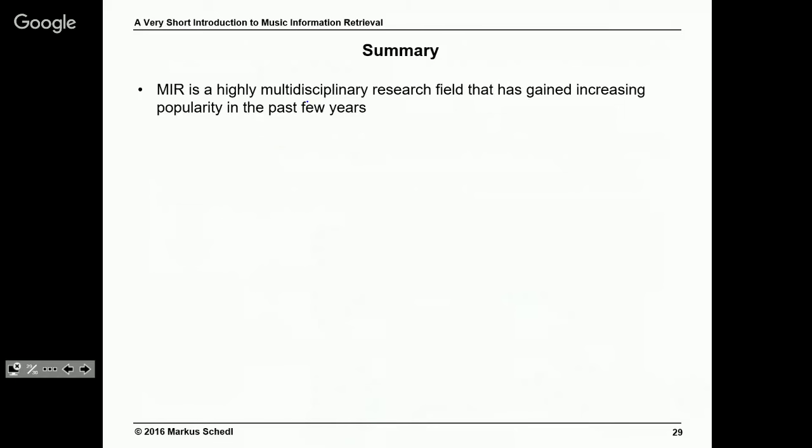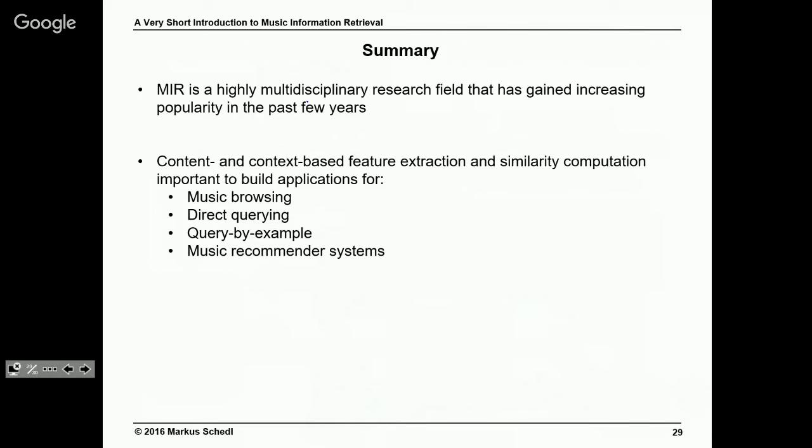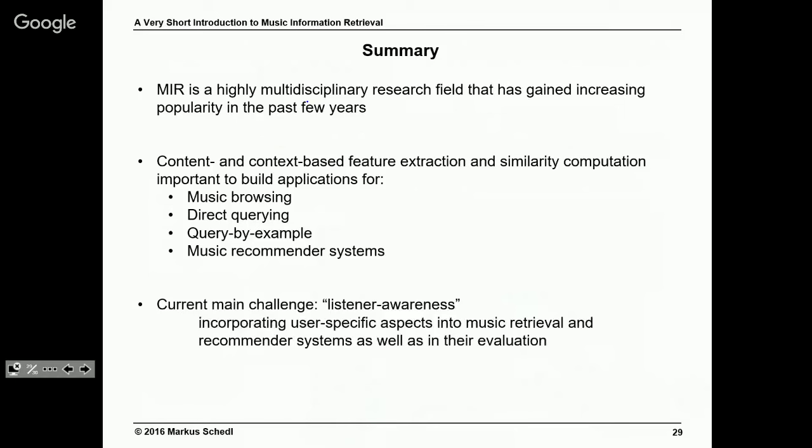So to wrap up, hopefully I've shown you that MIR is a quite multidisciplinary research field that's becoming more and more important. Especially look at the evolution of music recommender systems, for instance, and music identification services. There are content and context-based features which are important in order to compute similarity and can be used for browsing, for direct querying, for query by example, and also to build music recommender systems. And one of the most important challenges, at least in my opinion, is to create systems that are really aware of the listener and consider the listener in a holistic way. So not only like current collaborative filtering recommenders, which only consider what the user listened to, but also consider the context as indicated on this diamond-like structure.